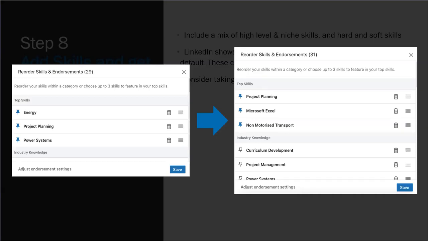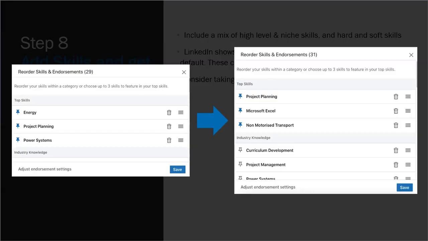As you would have known by now, I spent a good many years, a decade of my life, in energy, in the power systems industry, so a lot of my endorsements are on those skills. But now that I've moved into management consulting, those skills are not actually relevant to me at the moment, at least unless I want to move back into that industry. So I want other things to show. I want transport related things to show.